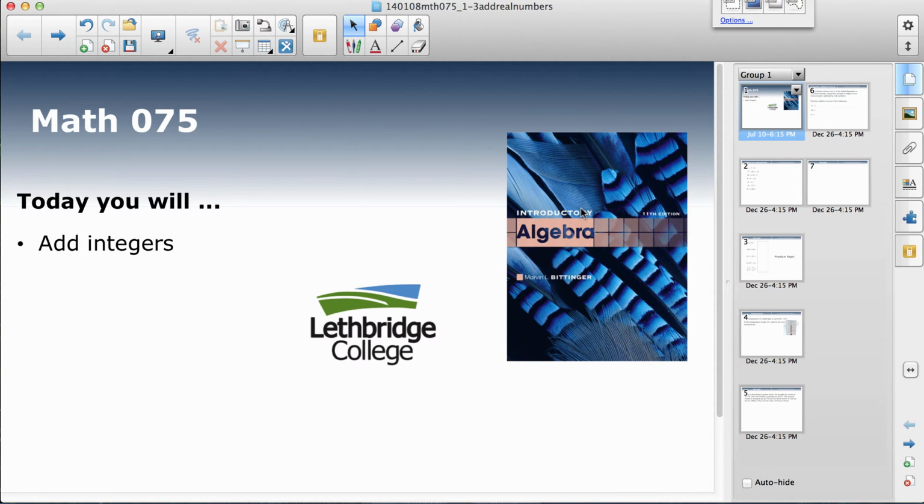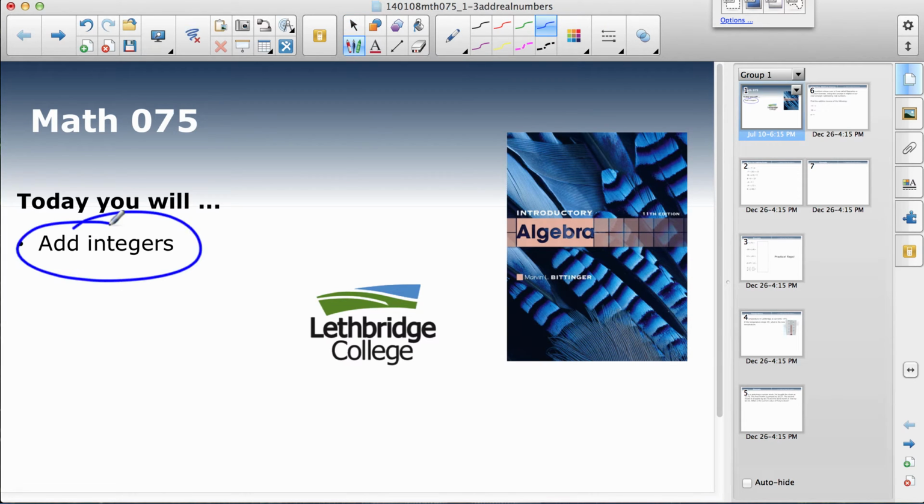The topic of this scribblecast is adding, as it indicates here, adding integers. You've probably done lots of adding and subtracting over the years, and you've probably added and subtracted integers too, maybe not even thinking about that. But I wanted just to make sure, review that, and make sure you're comfortable with doing that.